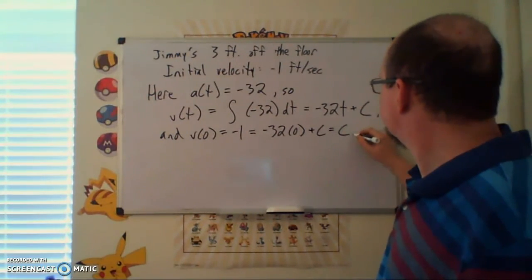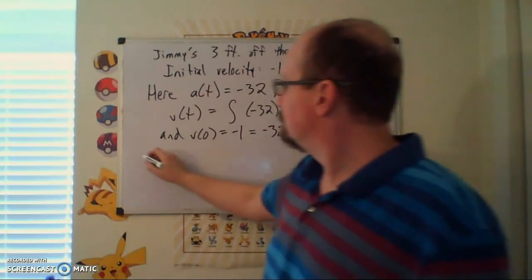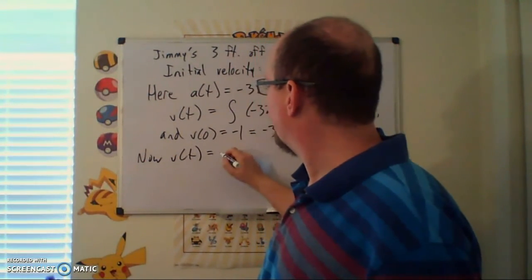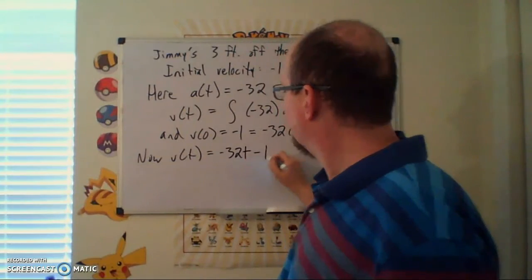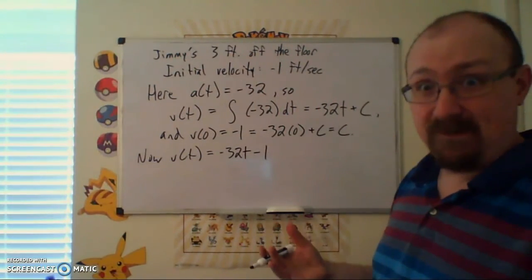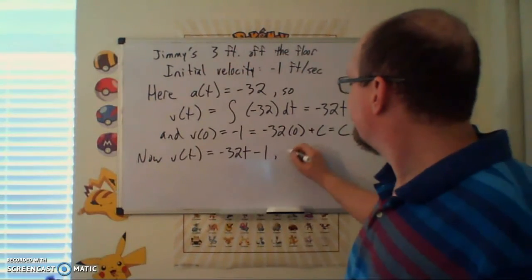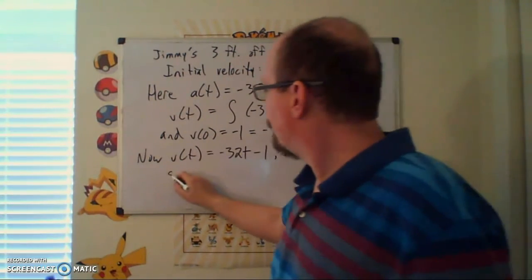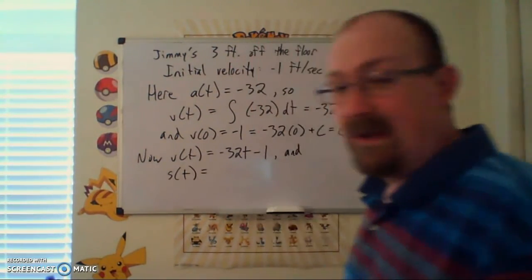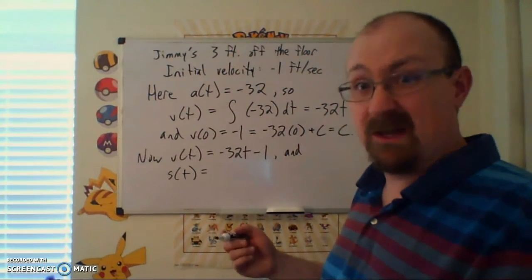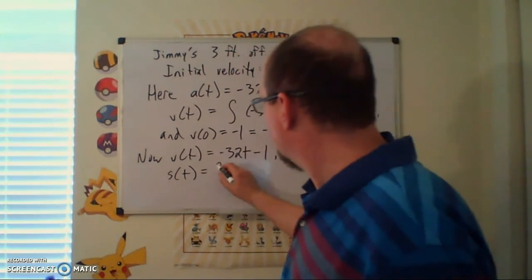So v of t is going to look like -32t minus 1. Units are feet per second here if you're needing to track velocity at this stage, but we're really after position. So we need another antiderivative. We've got to come up with another indefinite integral, and then we're going to need to pin down another constant.